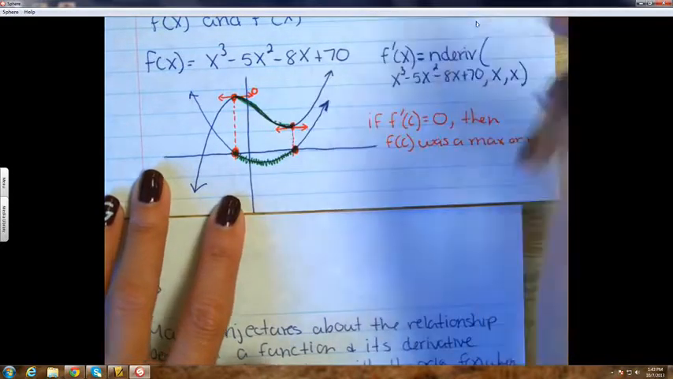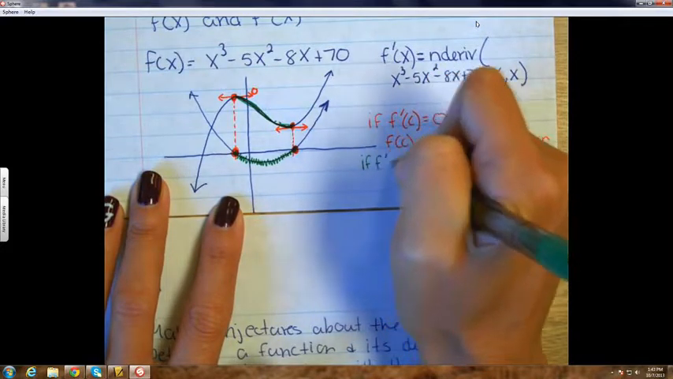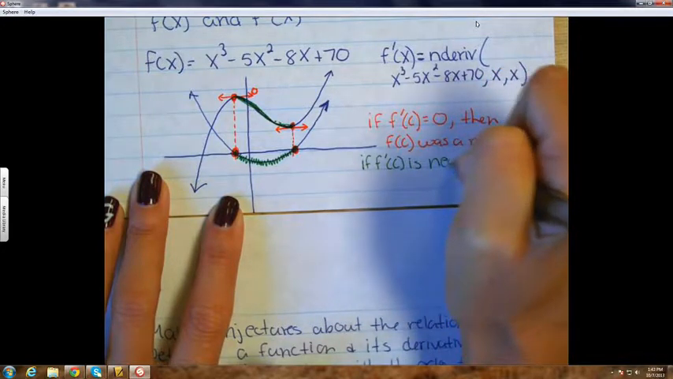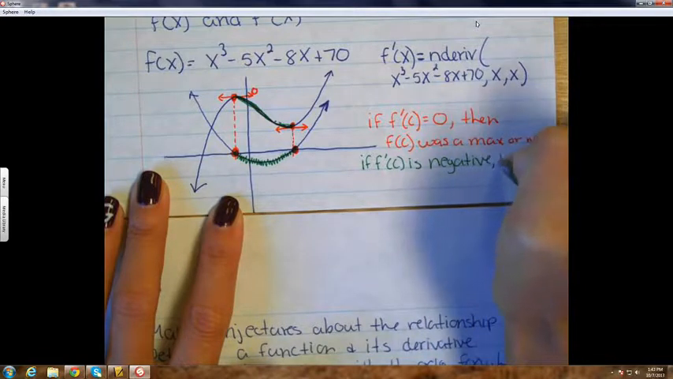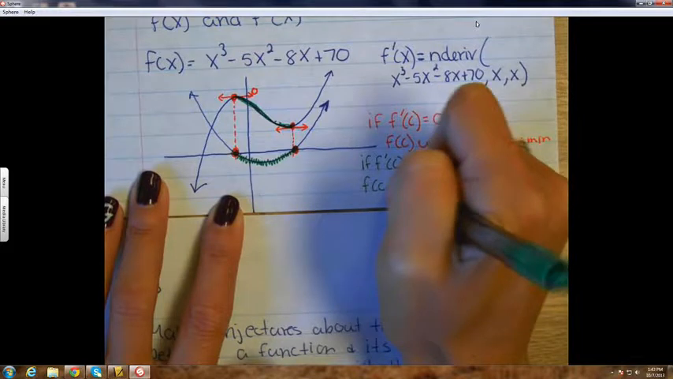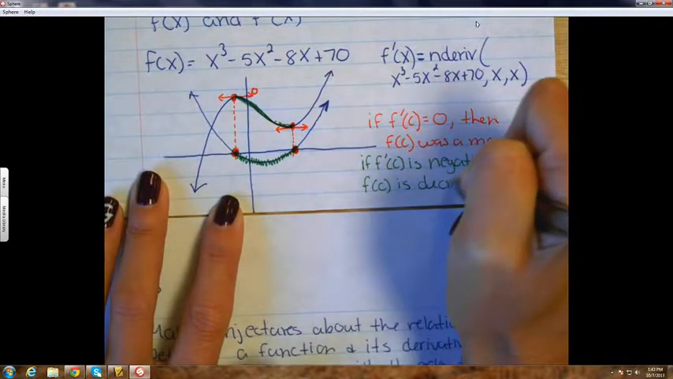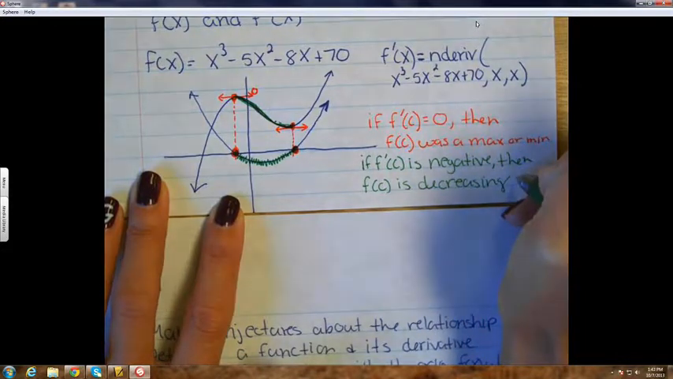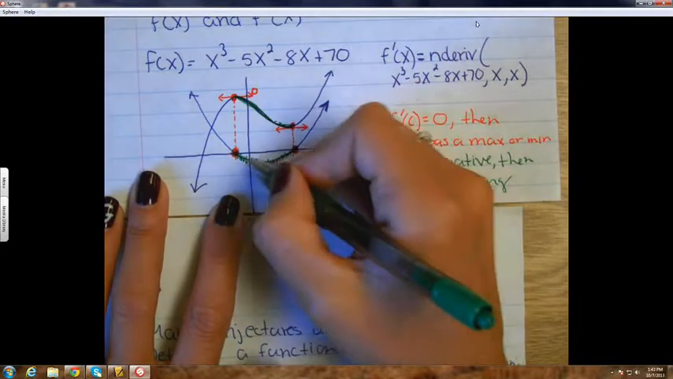So, if f prime of your c value is negative, then the original function is decreasing through that point. So if I decrease, I will get a negative derivative.